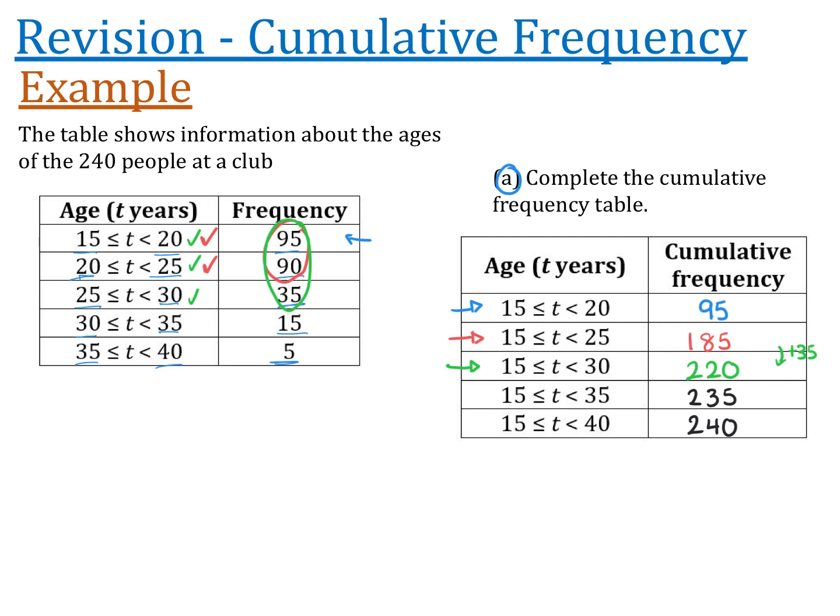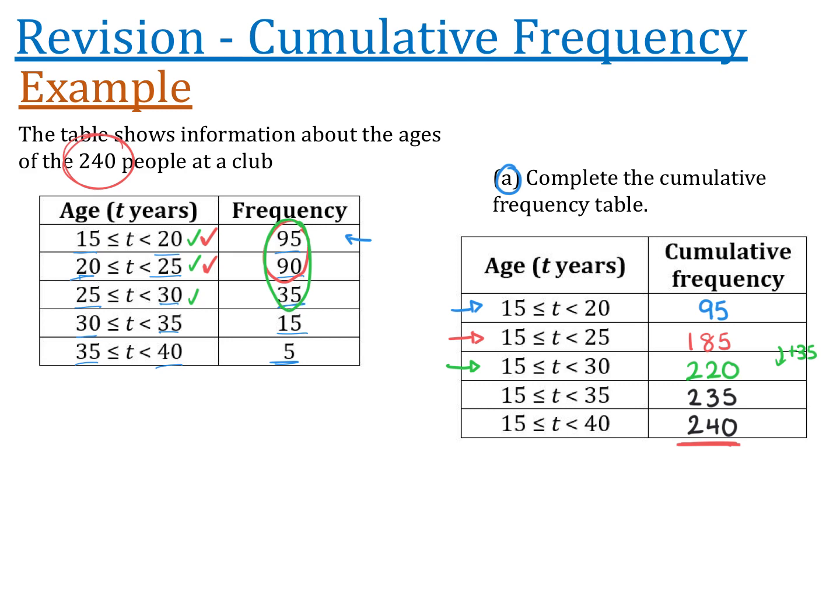Now, it's always good to check this. We got a total of 240, and in the question, they actually said there was 240 people. So I must have done it correctly. All right, the next slide is going to look at how do we plot this, but it's going to be a different table because I just happen to have a different table ready.